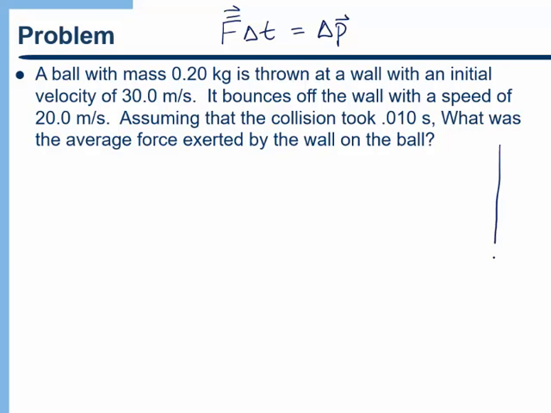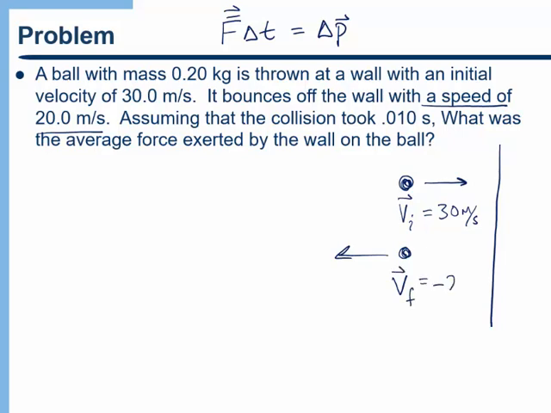So just to draw what's going on here, here's the wall. Our initial velocity, v_i, is 30 meters per second, and we can see it's in that direction. Notice, by the way, I told you that it bounces off with a speed of 20. Hopefully you realize that as that ball comes back off the wall, its final velocity is negative 20 meters per second.